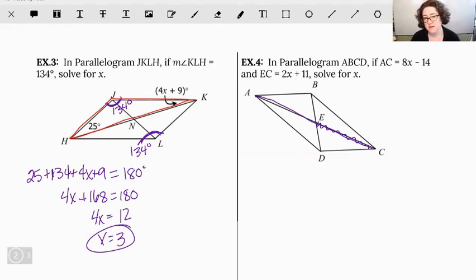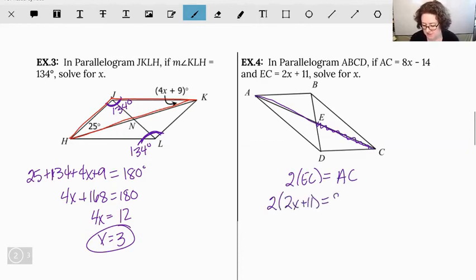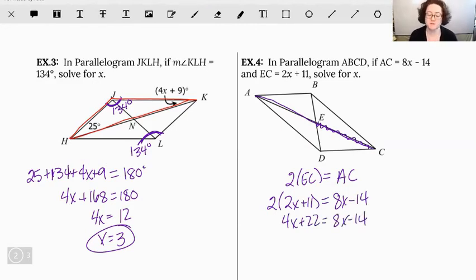So if that's the case, there's 2 ways we could do this. We could take half of segment AC, or we could just take EC and multiply it times 2. So I know 2 times EC would be the same thing as AC. So let's approach it like that. So 2 times my EC expression, 2x plus 11, equals AC, which is 8x minus 14. Distribute out your 2, for a 4x plus 22, and then solve for x.